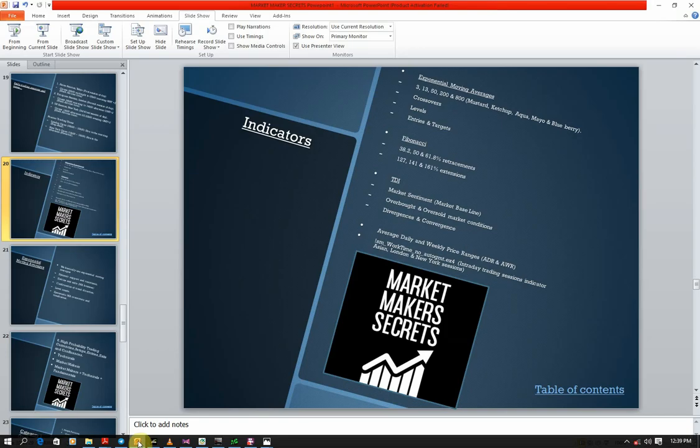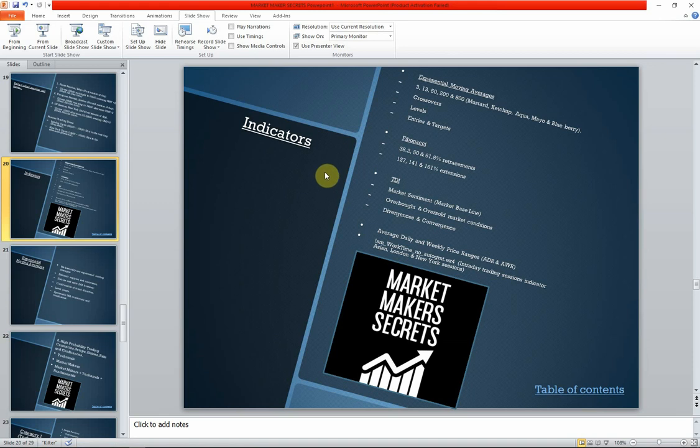So I believe we've covered everything that we need to know in terms of moving averages, Fibonacci, TDI, and then average daily and weekly ranges, and then the Worktime Auto GMT indicator.